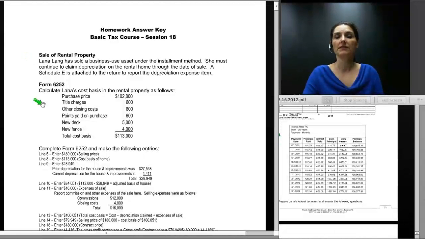We're going to figure Lana's cost basis in her rental property as follows. The purchase price was $102,000. Title charges of $600. Other closing costs of $800. Points paid on purchase of $600. The new deck and the new fence at $5,000 and $4,000 respectively gives her a total cost basis of $113,000.